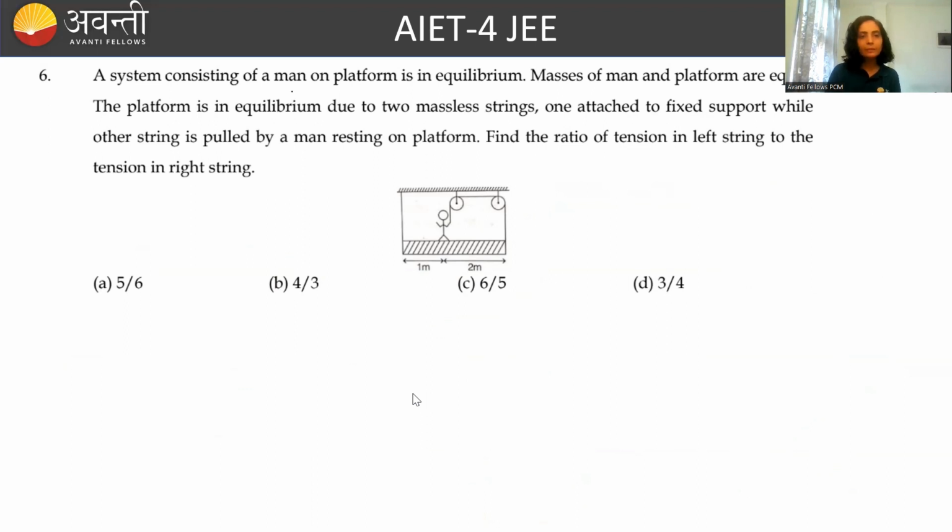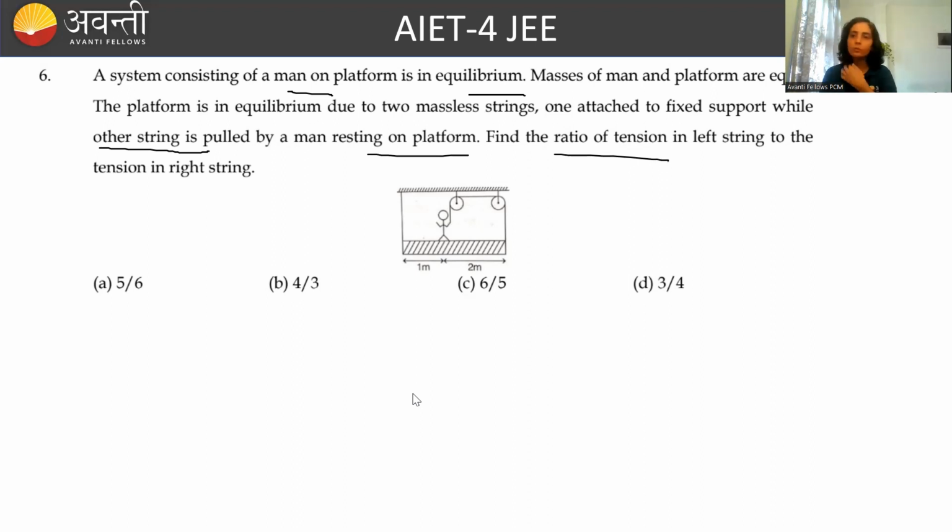Now, a system consisting of a man on platform is in equilibrium. Okay, so this person is in equilibrium. Mass of man and platform are equal. Okay, platform is in equilibrium. So whole system is in equilibrium. Okay, there are two massless strings, one attached to fixed support, while other string is pulled by a man resting on platform. Find the ratio of tension in left string to the tension in right string.